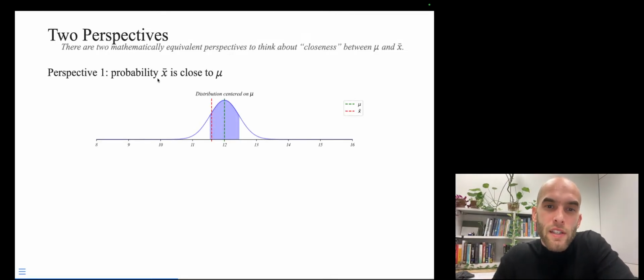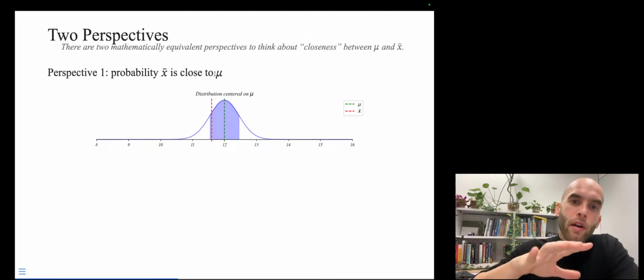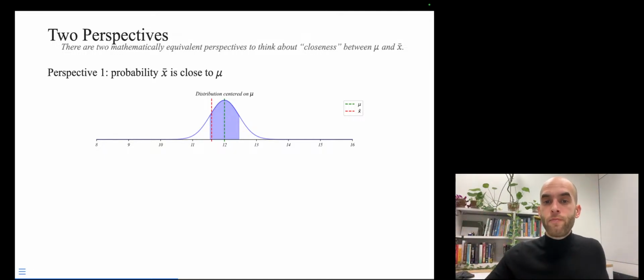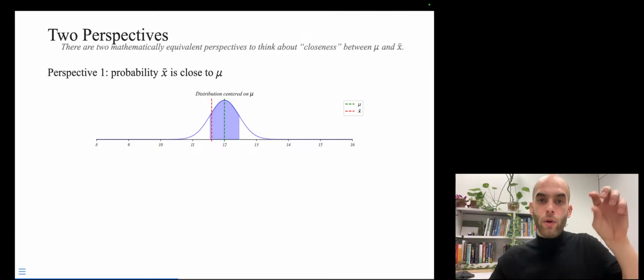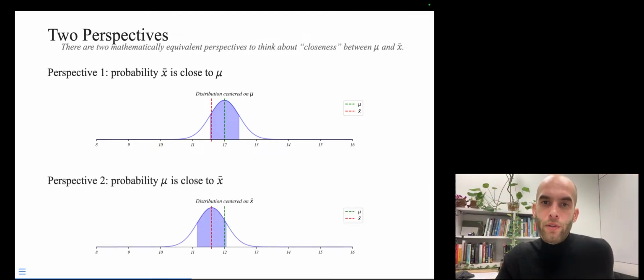The first is the standard interpretation of the central limit theorem, which is that x bar follows a distribution around mu. So mu is fixed, and when we sample, we're actually just constructing a distribution of x bars around mu.